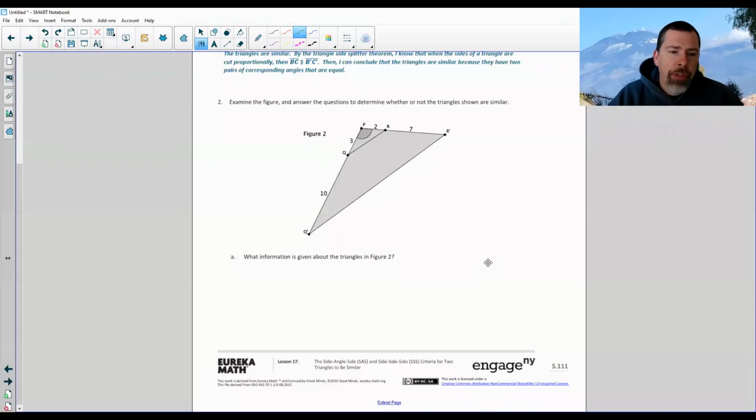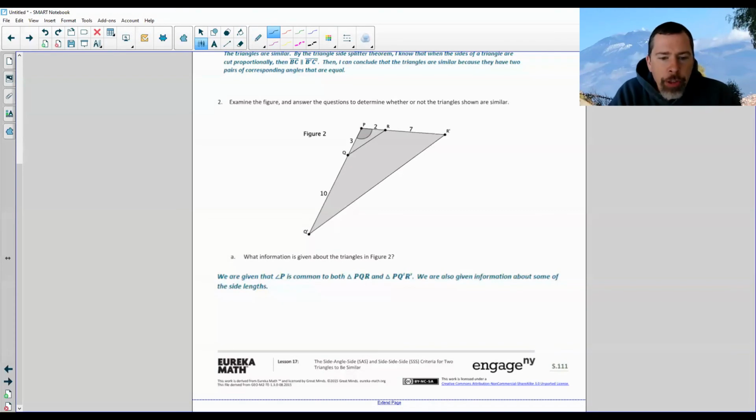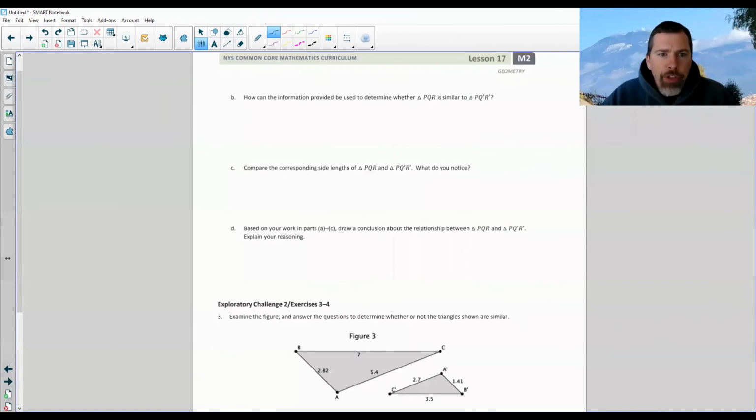Okay, number 2 says to examine the figure and answer the questions to determine whether or not the triangles shown are similar. What information are you given about the triangle in figure 2? Well, again, we're given a shared angle and we're given side lengths. So it's the same setup as the previous. Okay, so we're given that angle P is common to both triangles, and we're also given information about some of the side lengths.